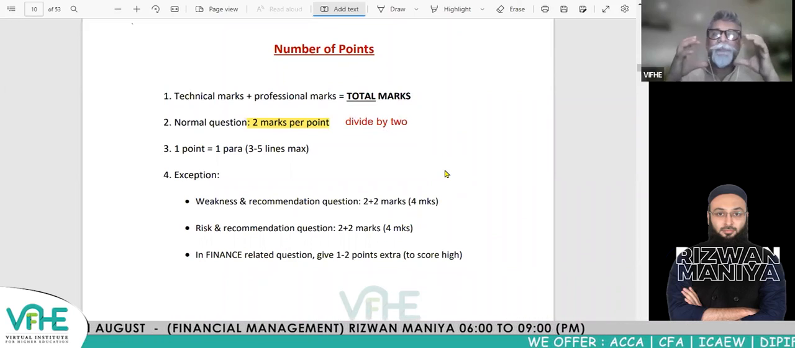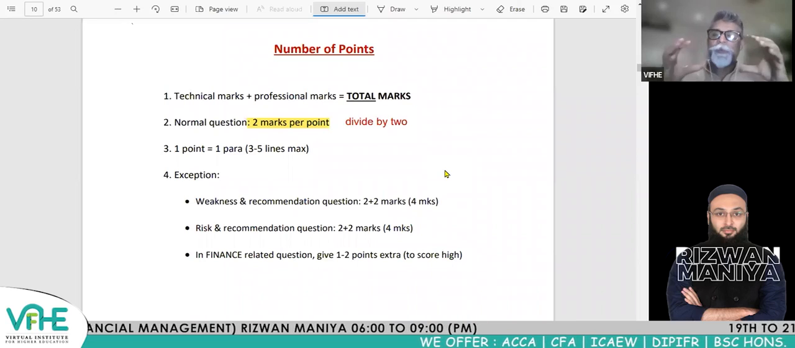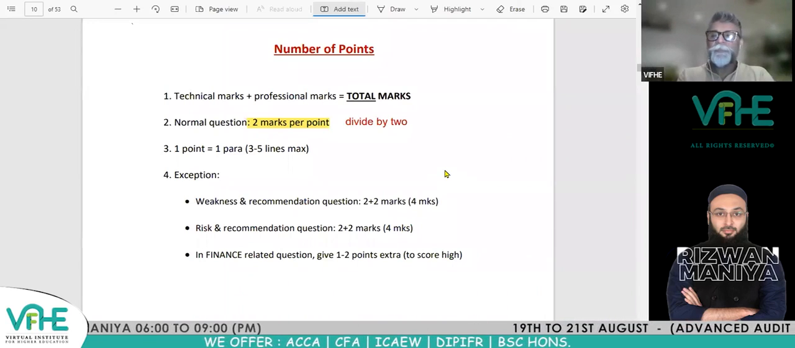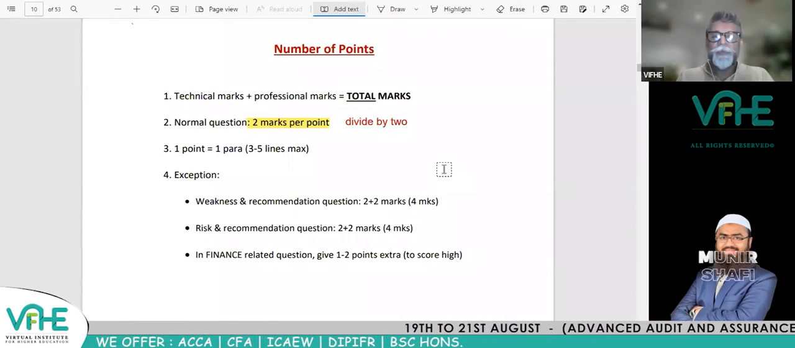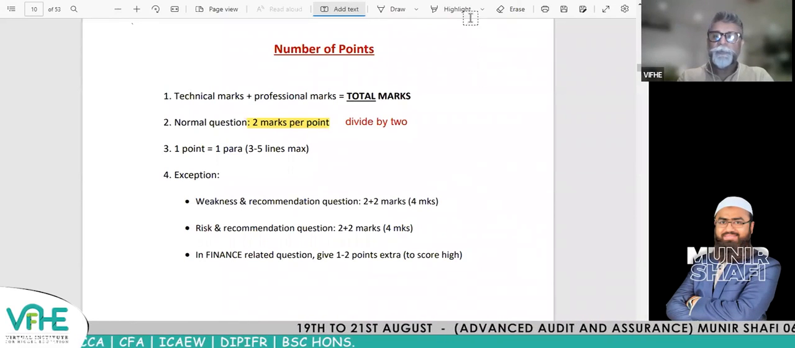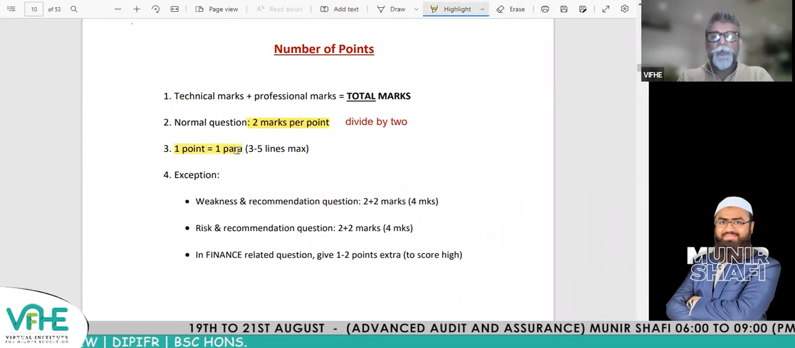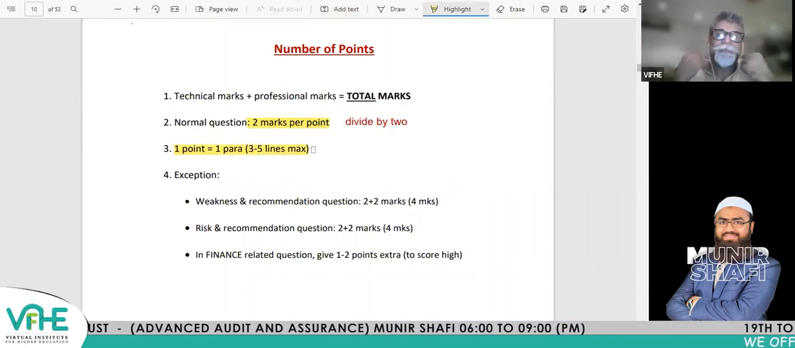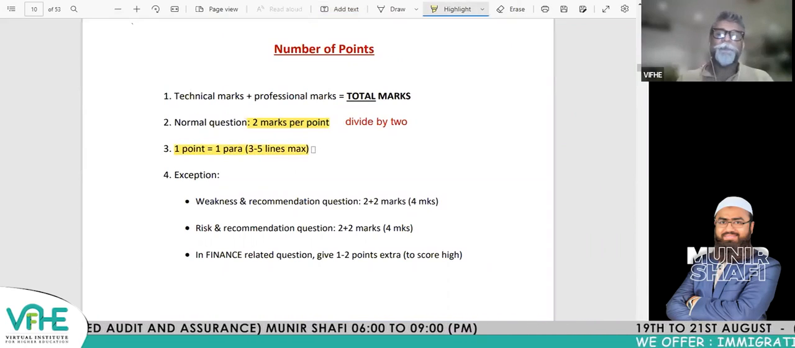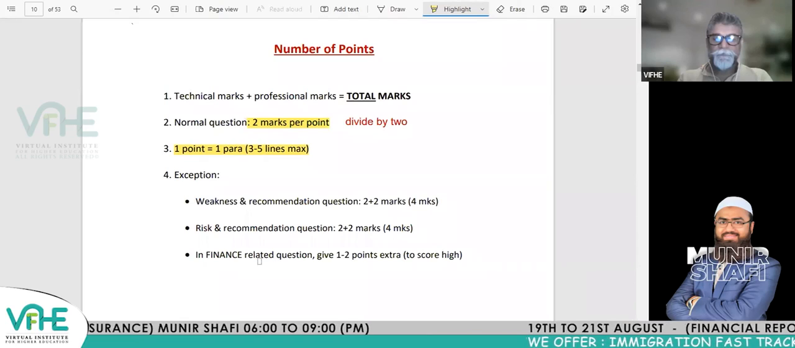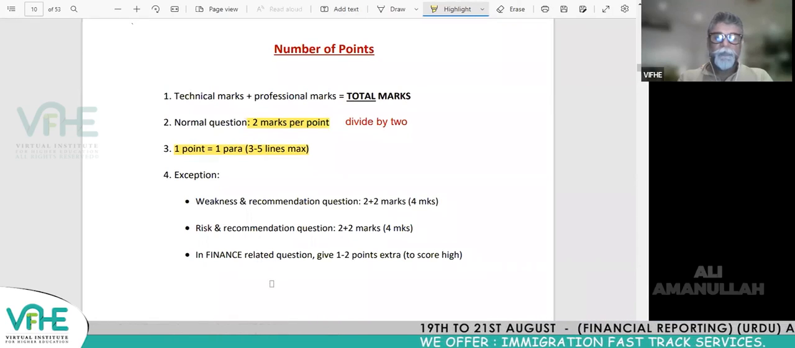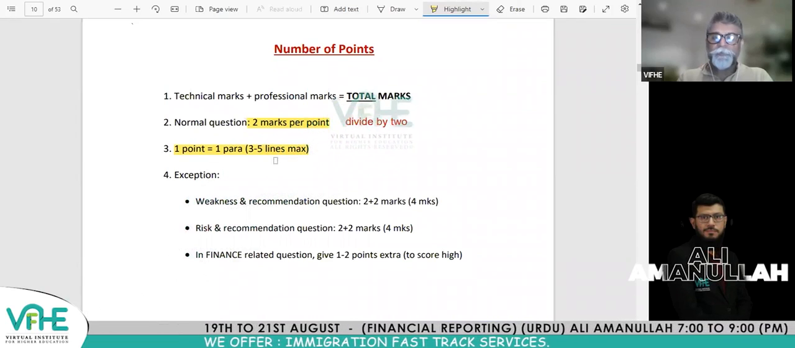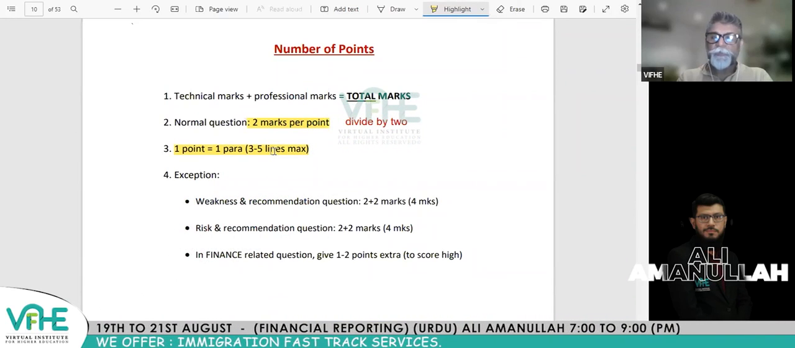Ideally, when I say 1 point, I mean 1 point is 1 paragraph. And the size, the paragraph generally, it's all mentioned here. 1 point should be 1 paragraph, and the ideal number of lines in 1 point or 1 paragraph is 3 to 5 lines. 3 to 5 lines. Umair, aren't you able to read? It's lines, not sentences. Excuse me.